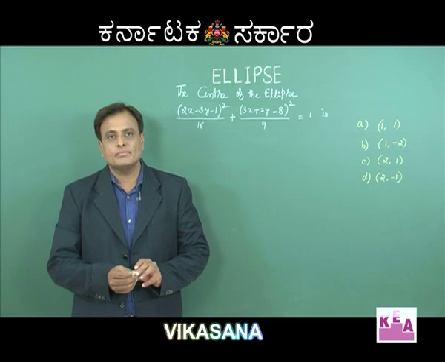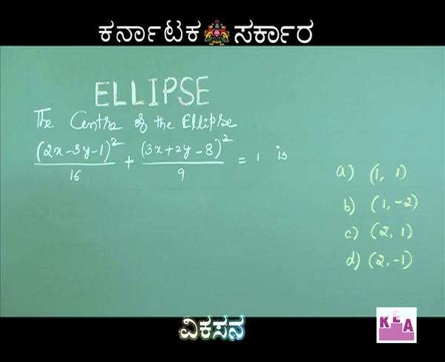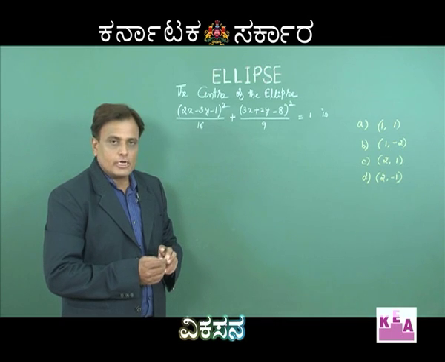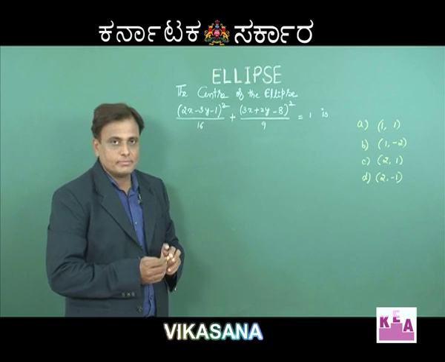We will move to the next example on ellipse. Read the question. We have to find the center of the ellipse ((2x − 3y − 1)² / 16) + ((3x + 2y − 8)² / 9) = 1. The options are (1, 1), (1, −2), (2, 1) and (2, −1). Dear students, observe this question very carefully.